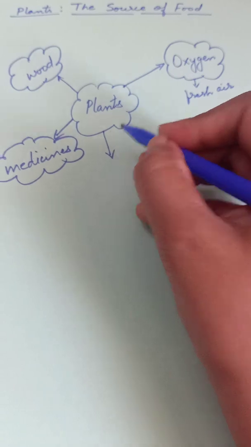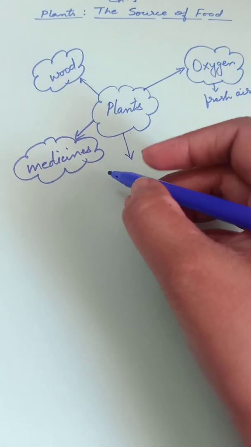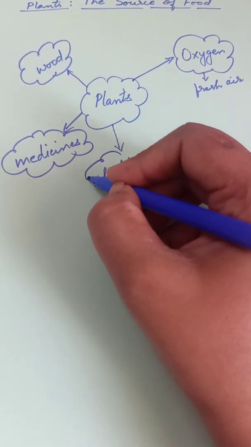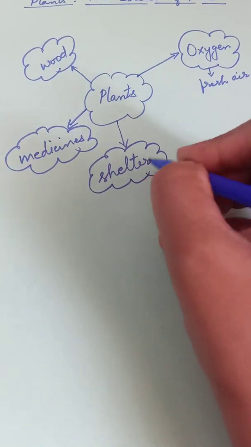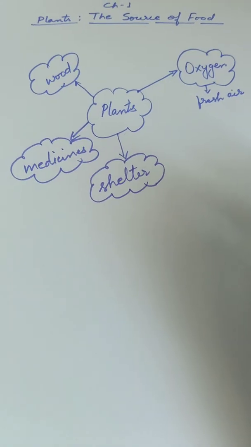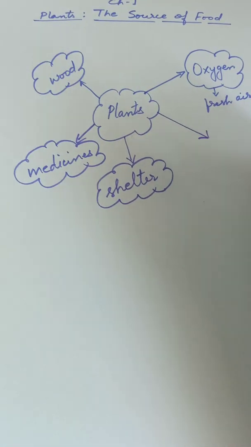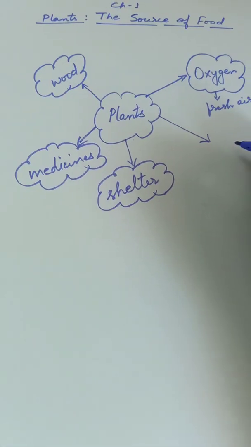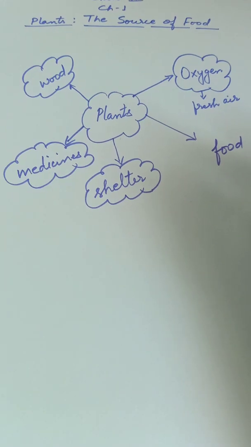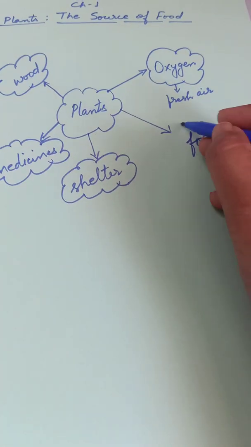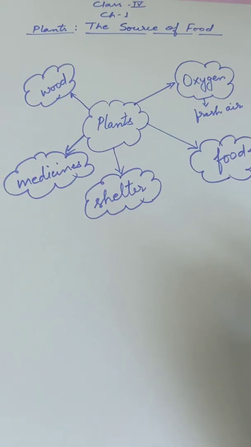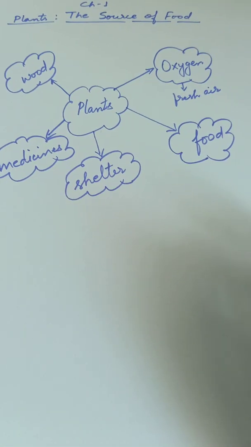Then next will be plants give shelter to a number of organisms, whether they are birds, small insects, anything. They are the shelter of many organisms. Then, beside oxygen, any other thing which is given by plants? That is food. One of the most important things which we get from plants is food.